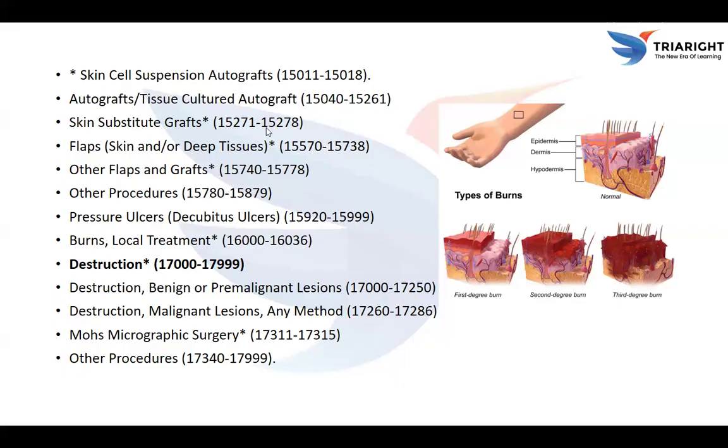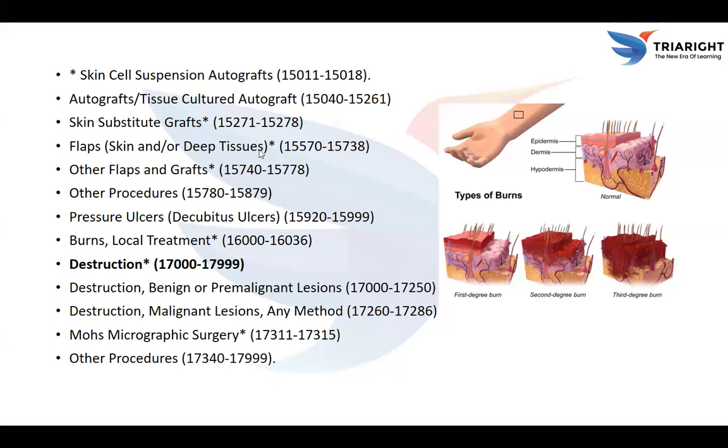Skin substitute grafts, code ranges are from 15,271 to 15,278. Artificial or biologic skin products are placed upon the wounds, for example dermal matrices, bioengineered skin. These are used for diabetic ulcers, chronic wounds and temporary burn coverage.